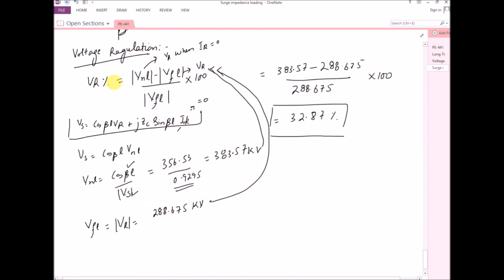We use the formula of the voltage regulation, and to find the voltage at the receiving end without any load attached to it, we have taken IR equal to 0. The equation became Vs equal to cos βL V no load. So this is actually the receiving end voltage, but I just replaced it with no load because IR is equal to 0, and then we calculated both the voltages, V no load and V full load, and the voltage regulation value that we got out of that was 32.87%.